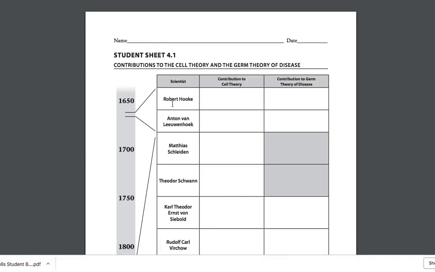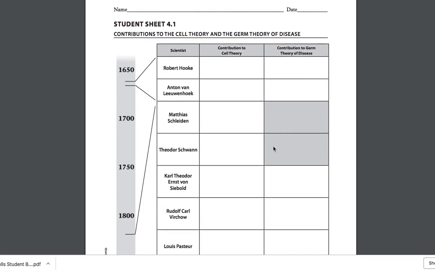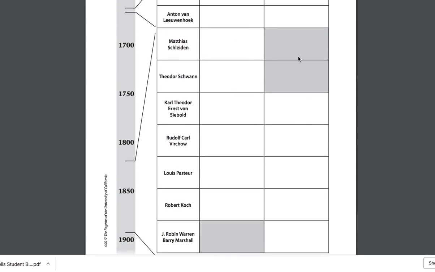It says we go through the different scientists, such as Hooke, Leeuwenhoek, Schleiden, Schwann, and the other guys listed on here. You will need to fill out what their contribution to the cell theory is. If both boxes are open, then they contributed to both the cell theory and the germ theory of disease. Schleiden and Schwann, their only contribution was to the cell theory. Therefore, that's why these blocks are grayed out.